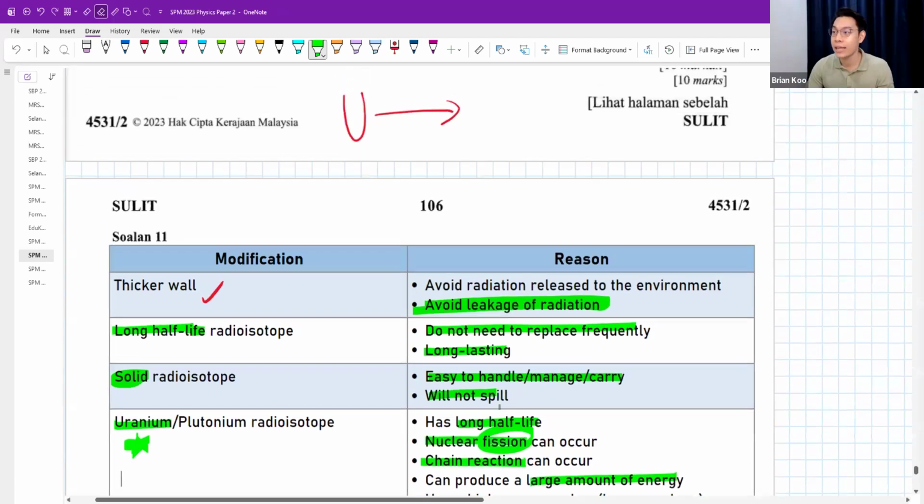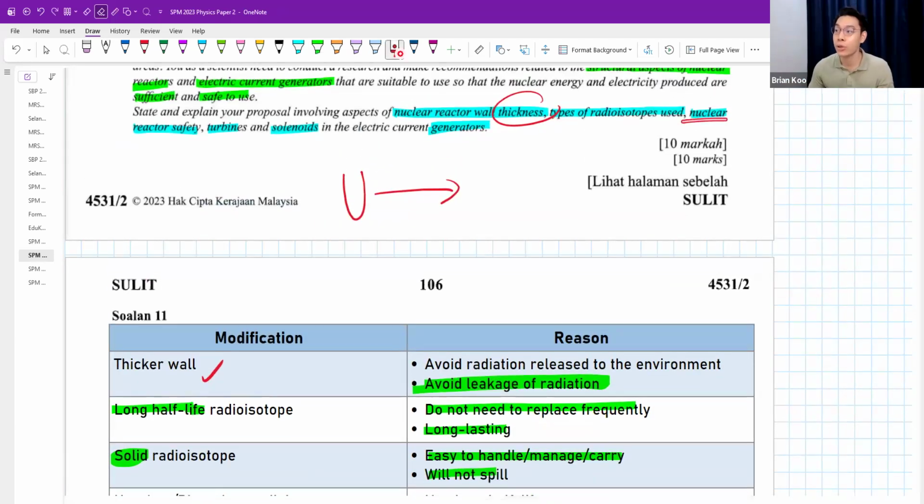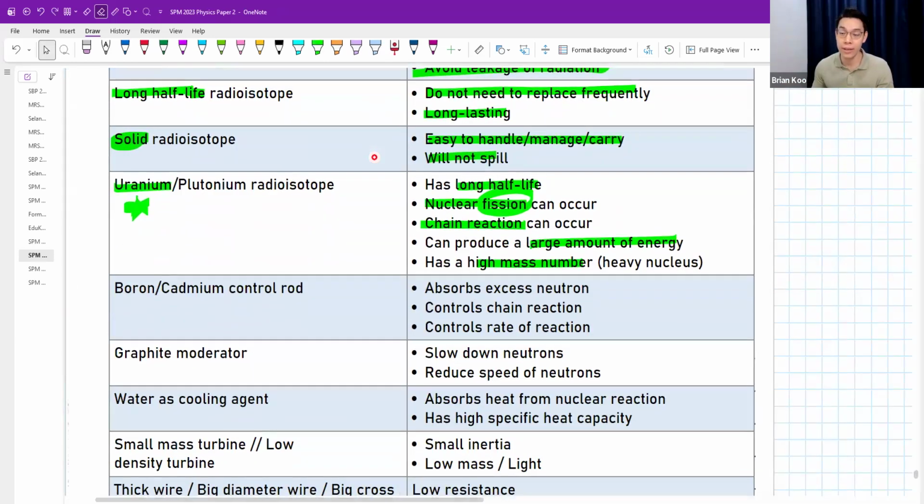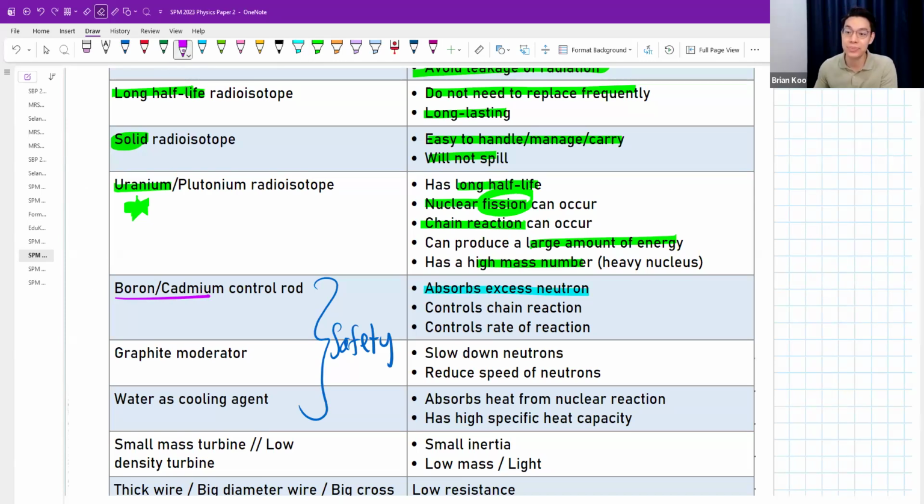Okay, other than that, they ask also about nuclear reactor safety. Usually, this comes down to your moderator, your control rod, and your cooling agent. These three are safety features. Normally, they can control the rate of reaction. Okay, we use boron or cadmium because the control rod always helps to absorb excess neutrons. This is the best reason. You can say control rate of reaction, control chain reaction also. Graphite moderator. Moderator always is to slow down neutrons.